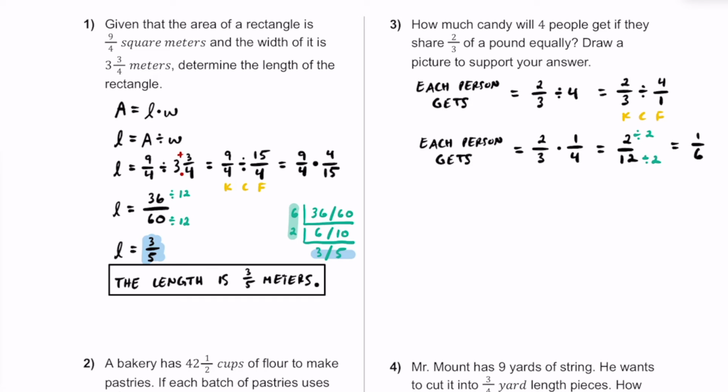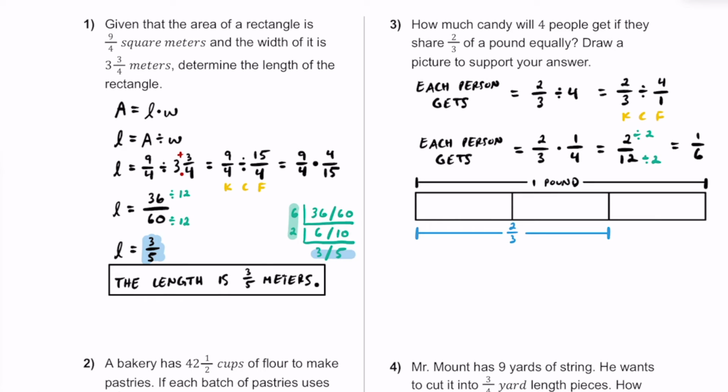Now let's go ahead and draw a picture to see if we can make sense of this as well. If that's the case, then this section over here represents the 2/3 of a pound of candy that is being shared amongst the 4 people. So here's what the 4 people are going to share. They're going to split it between 4 people. So let's create 4 sections here for each of them.